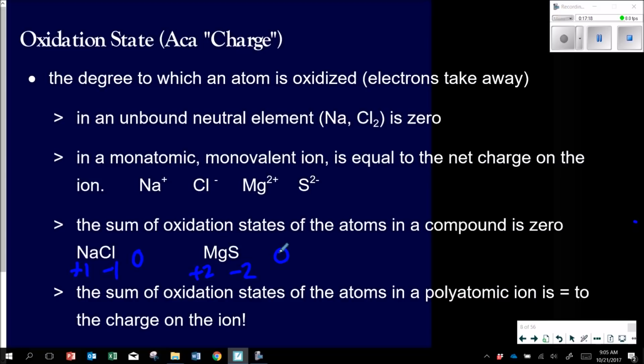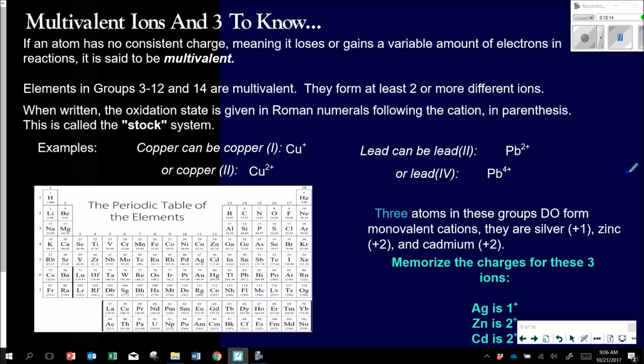The sum of the oxidation states of the atoms in a polyatomic ion is equal to the charge on the ion. We will not go into the details of how to work that out. That is for a later unit. Now let's talk about multivalent ions.